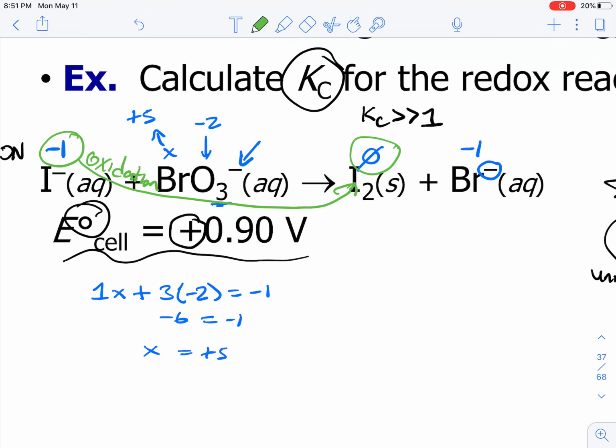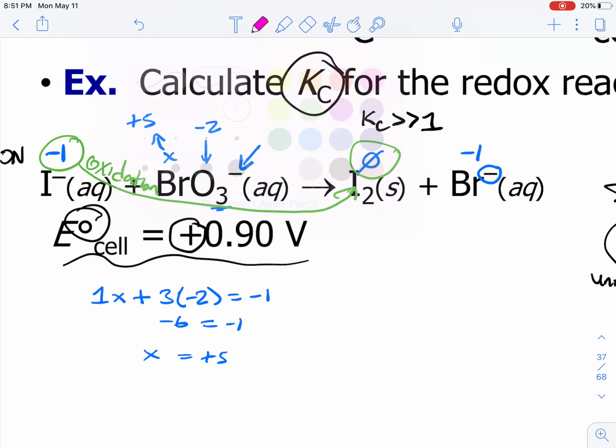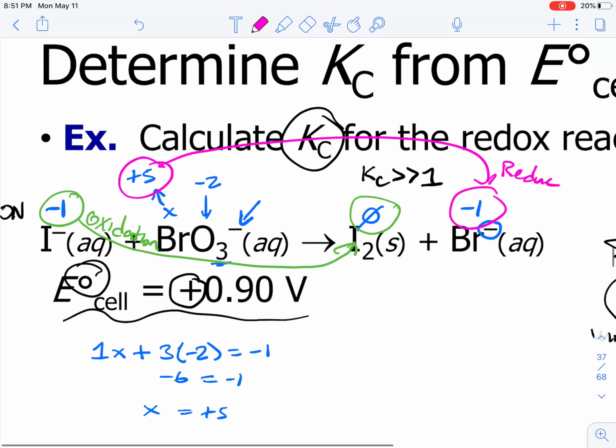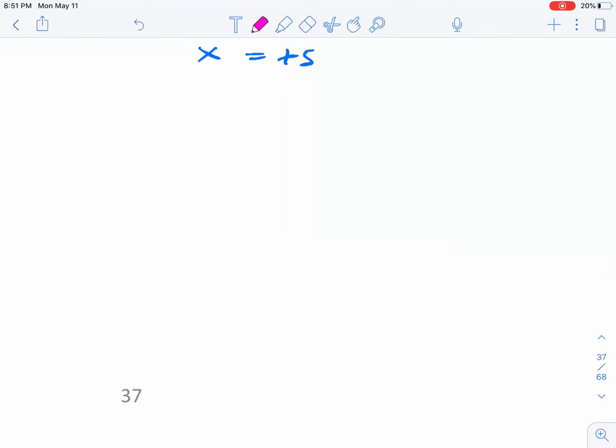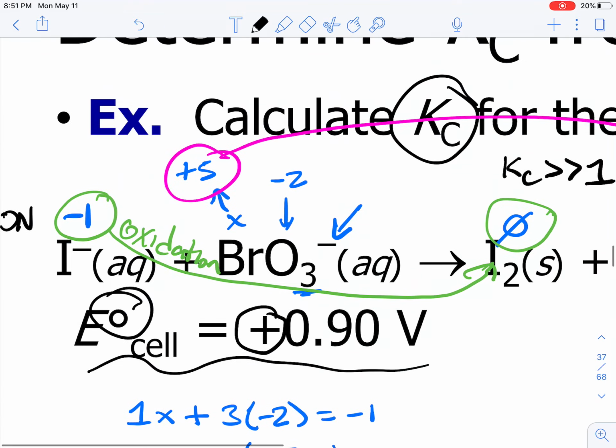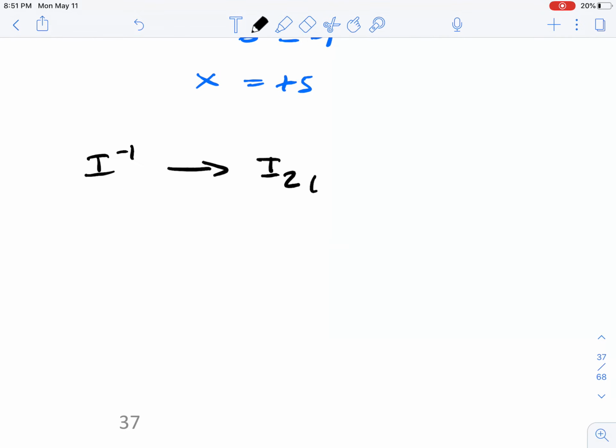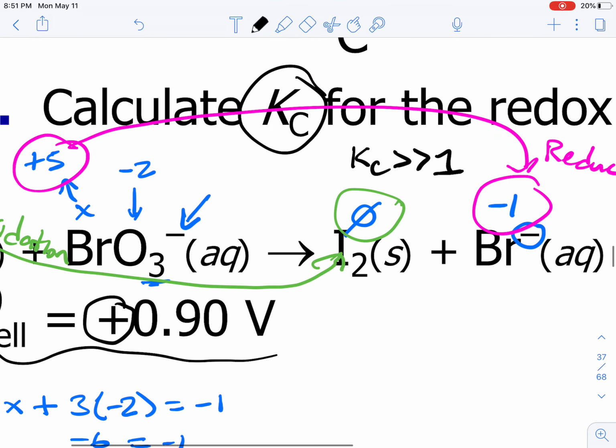Now, if I were to look at my bromines, +5, -1, that's a huge reduction. And so now that I've figured out my oxidative and reductive half, I'm just going to go ahead and write that out. So for my oxidative half, I have I minus to produce I2. And then for my reductive half, I have bromate and bromide.